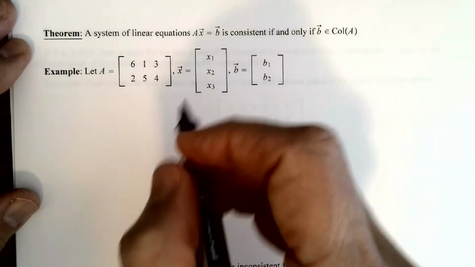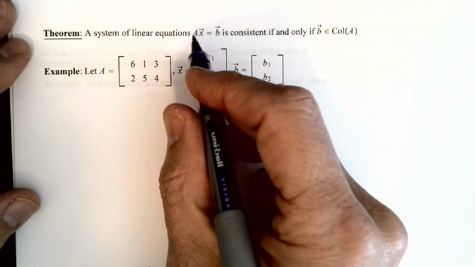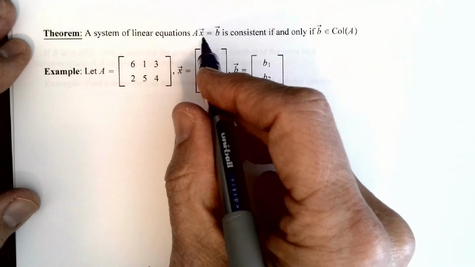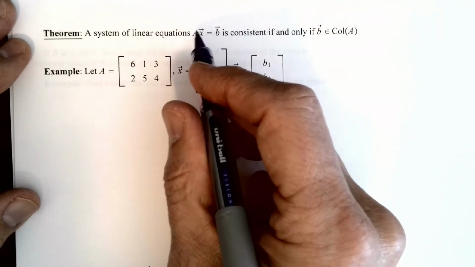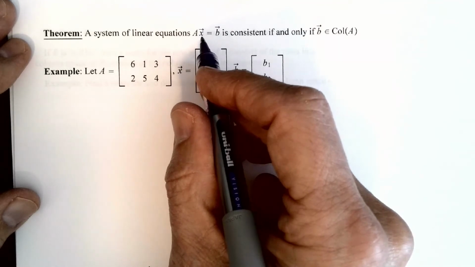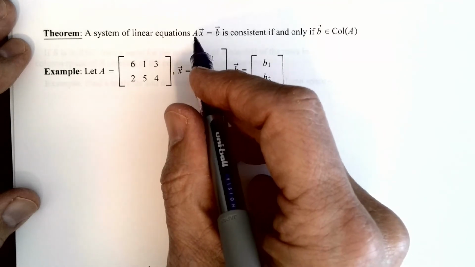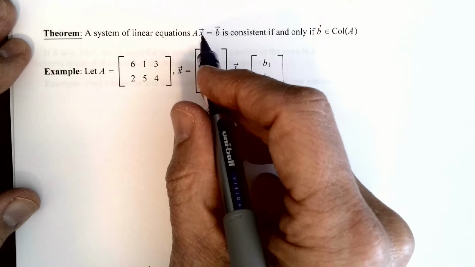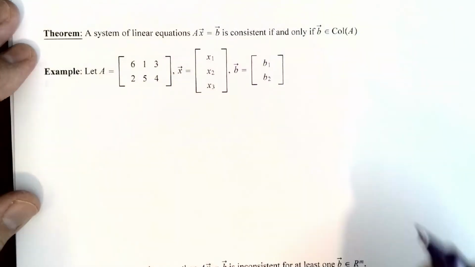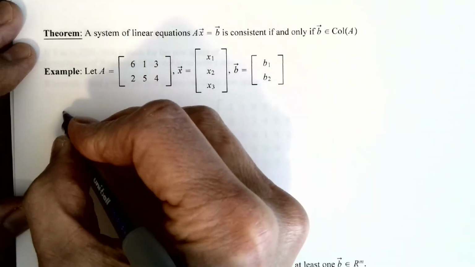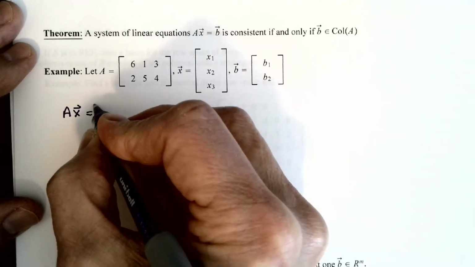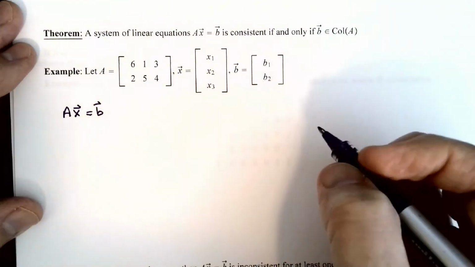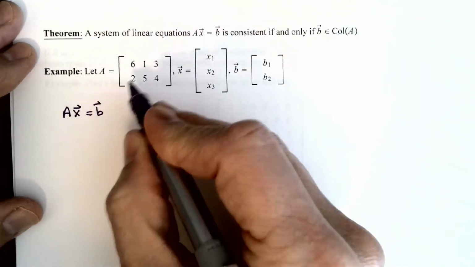Something we've talked about before: when we talk about the product A times x, the matrix A times the vector x, you can think of that as a linear combination of vectors, and those vectors are the columns of A, and the coefficients come from the matrix x. I'm just going to illustrate this. In this example, I want to take a look at the system Ax = b. What would that look like? If I do A times x, what's that going to look like?